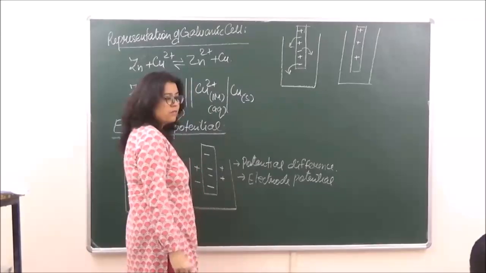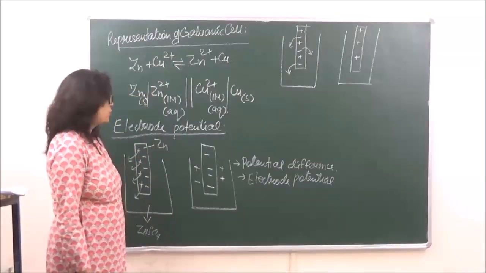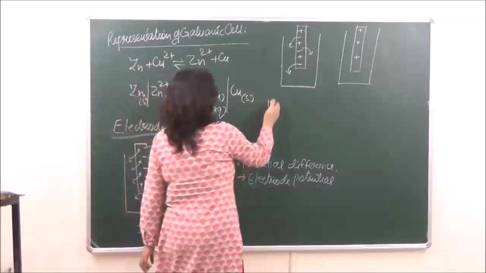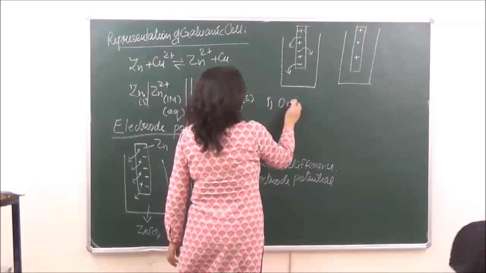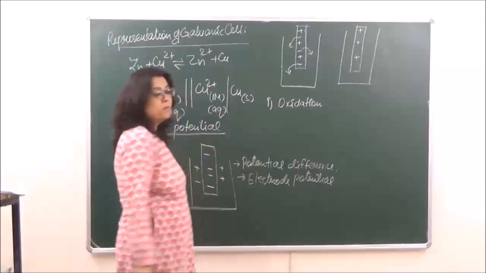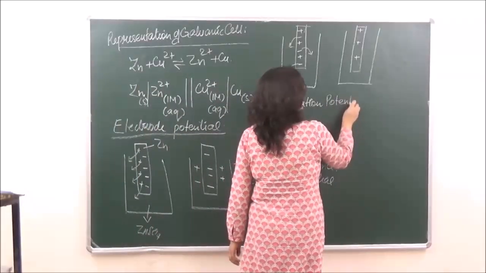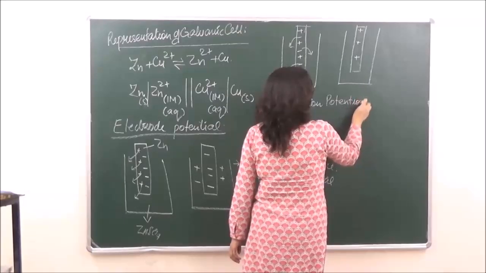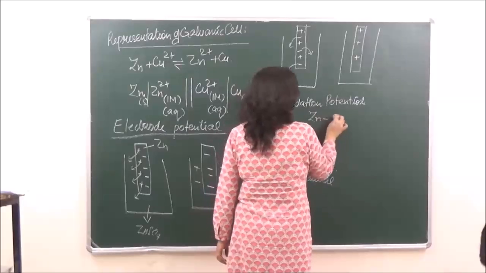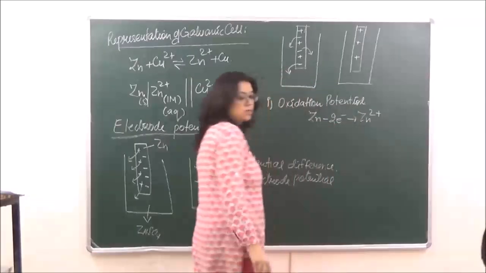Right? Again a potential difference will be created over here, and this potential difference is known as electrode potential. What is the difference between the two cases? If we take the first case, the potential is known as oxidation potential. Why oxidation potential? Because zinc is losing 2 electrons to give us Zn2+.